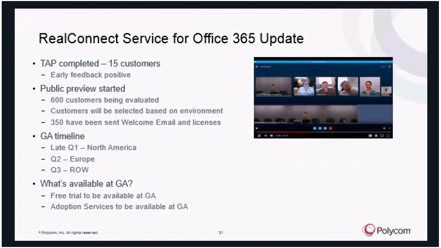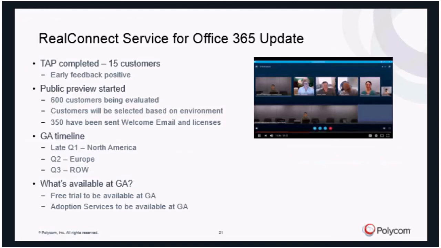So where are we at with this? We went through a very extensive TAP and public preview with the RealConnect service for Office 365. We had over 600 customers that were evaluated, and 350 of them were sent a welcome email and licenses. They've been testing over the last few months. The early feedback was extremely positive. We have now launched it as of Enterprise Connect at the end of March.